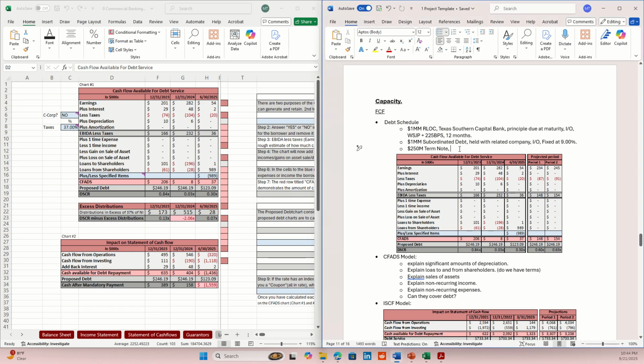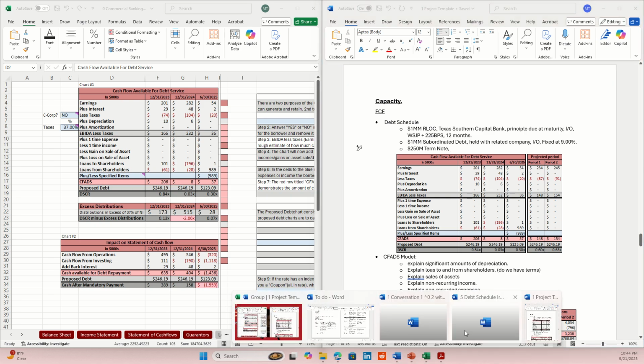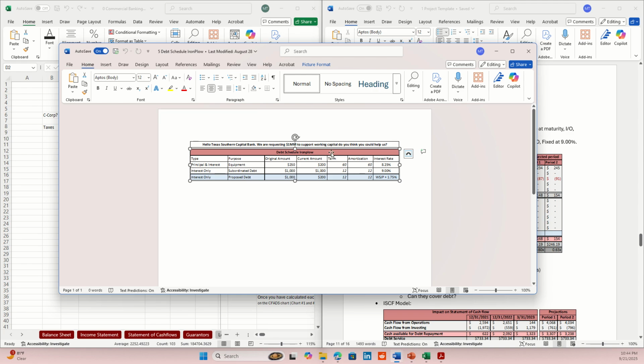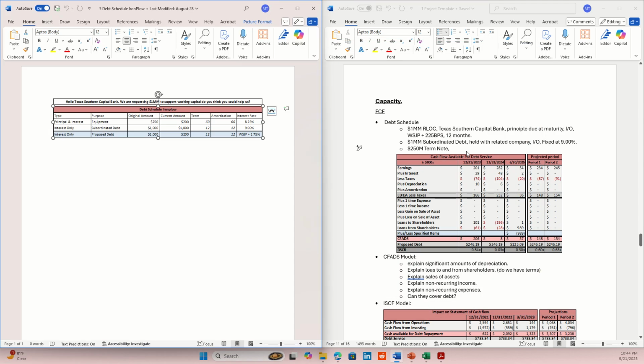Okay, term note. Right, let's open that up. Term note for equipment.